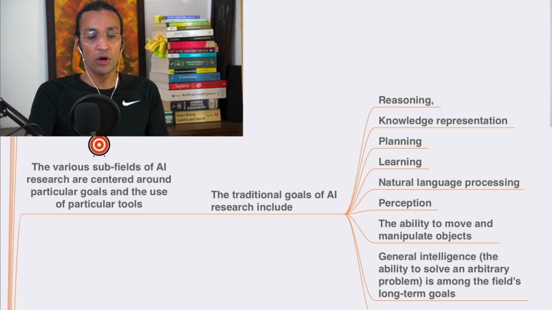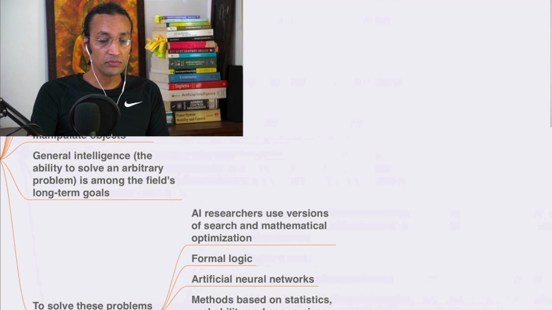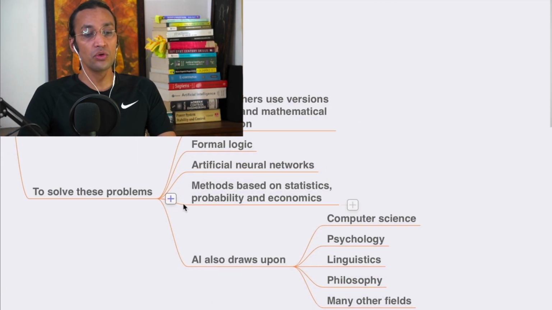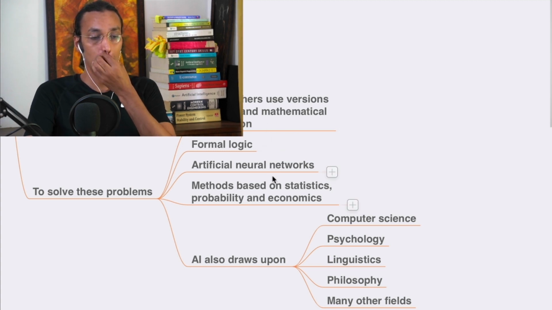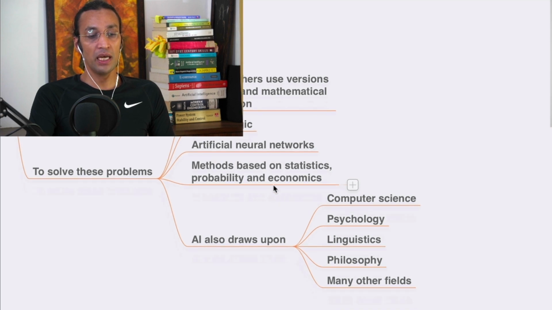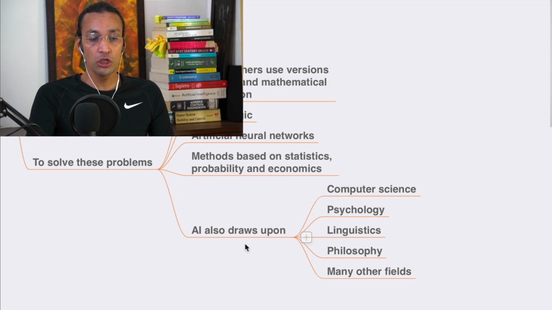To solve these problems, AI researchers use various kinds of search and mathematical optimization, formal logic, artificial neural networks (ANN), and methods based on statistics, probability, and economics. AI also draws upon computer science, psychology, linguistics, philosophy, and many other fields.